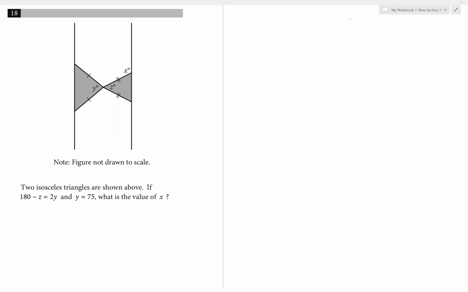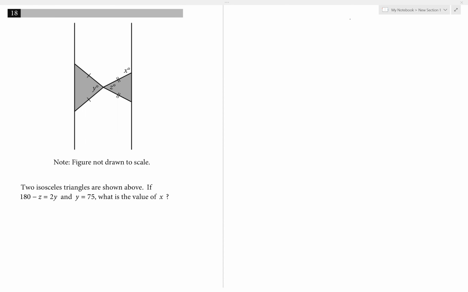All right, let's take a look at number 18. So this one, we have this figure, not drawn to scale. It says two isosceles triangles are shown above. If 180 minus z equals 2y and y equals 75, what is the value of x?